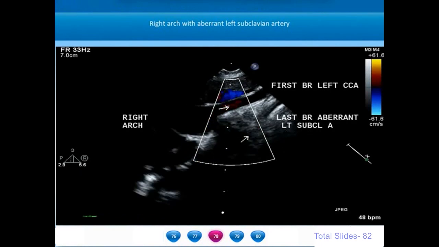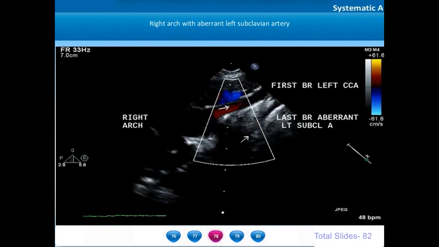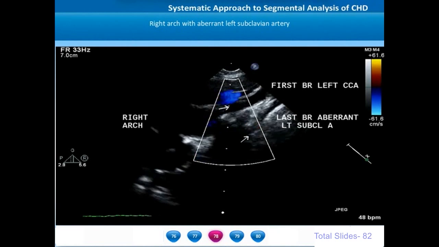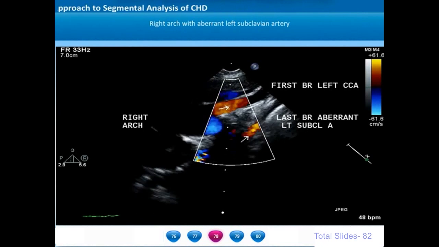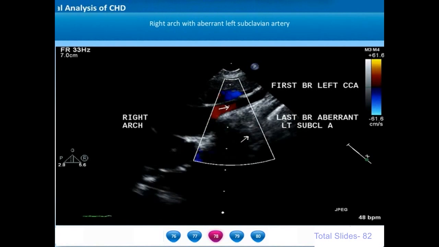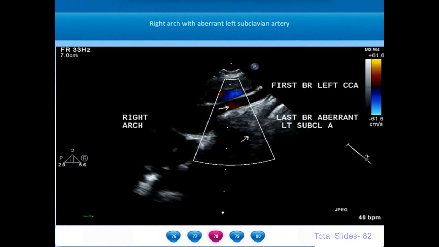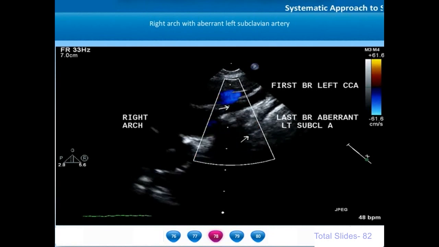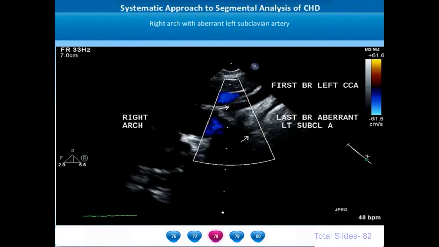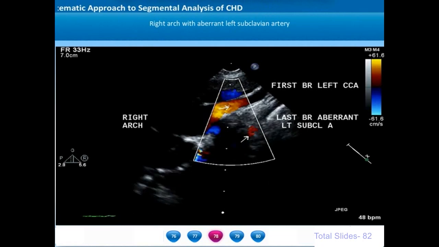Whenever the first arch vessel branch doesn't branch out into two vessels, we need to think that the subclavian artery may be arising as a last branch and having an aberrant retroesophageal course. In this example of right aortic arch, we can notice that the first branch is non-dividing. This will represent the left carotid artery. There is another parallel systolic flow in another blood vessel, which will represent the aberrant retroesophageal left subclavian artery.